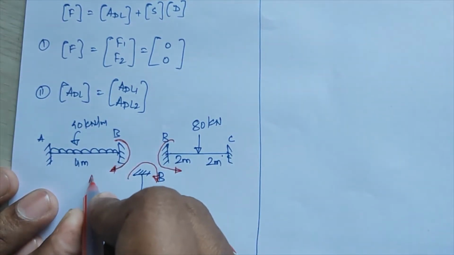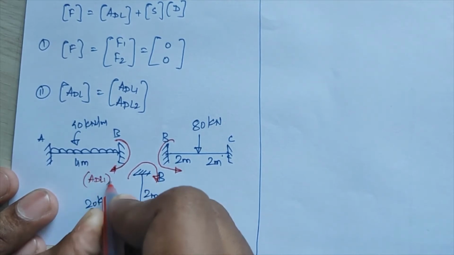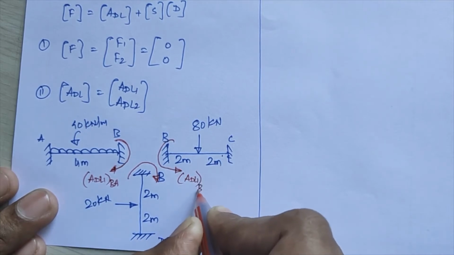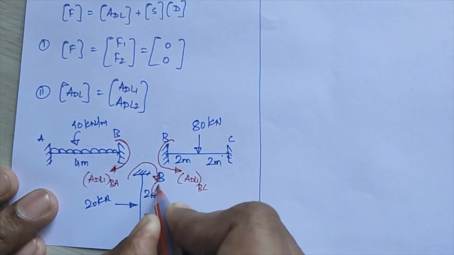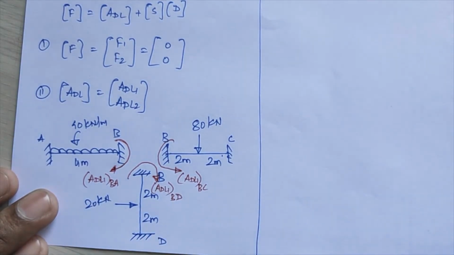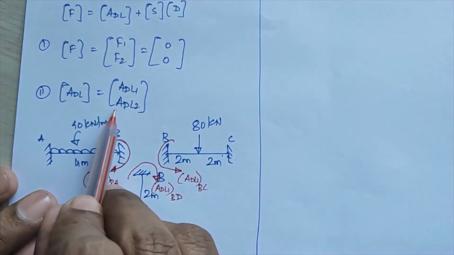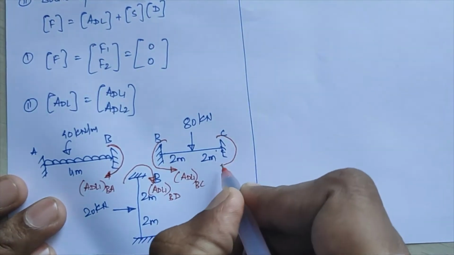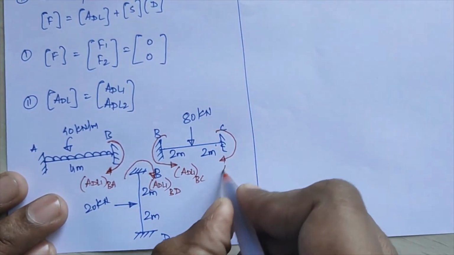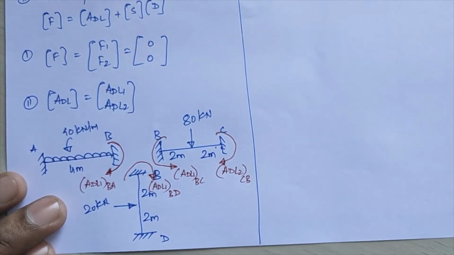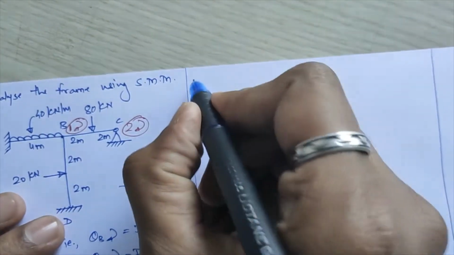So this will be your ADL1, that is for your member BA. This is your ADL1, that is for member BC, and this third one, that is your again ADL1, but that is for member BD over there, right? And next for ADL2, that will be at your second coordinate. So for the second coordinate only one member you are having, so we'll mark that also. So this will be restoring moment clockwise in nature, and that will be your ADL2, but that will be for member CB. So we'll calculate the fixed end moment calculations first.